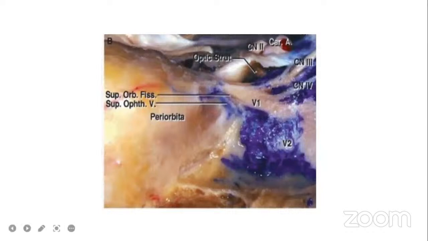So here's the left lateral view. Here you can visualize the V1 and V2 branches of the trigeminal ganglion, and the optic strut separating the superior orbital fissure and optic canal. Here you can visualize the optic nerve, carotid, oculomotor nerve, and trochlear nerve. Here you can visualize the superior ophthalmic vein, as shown here.